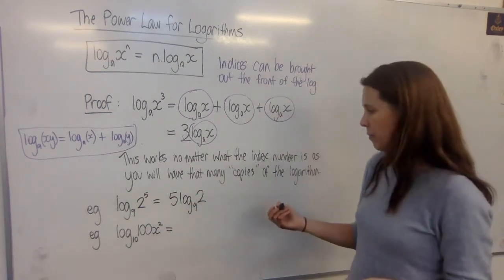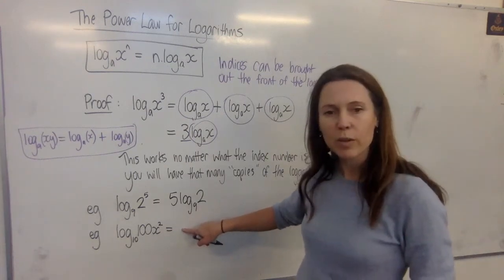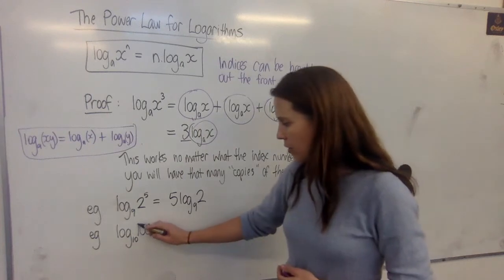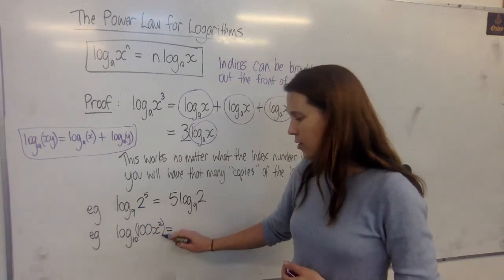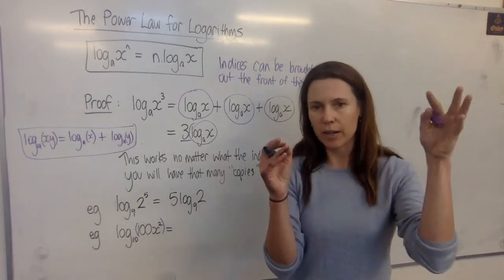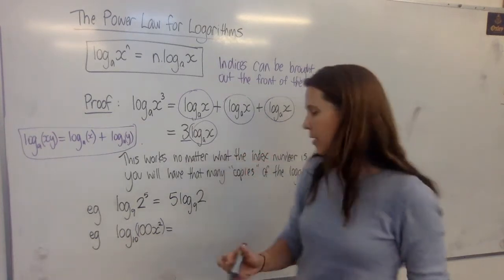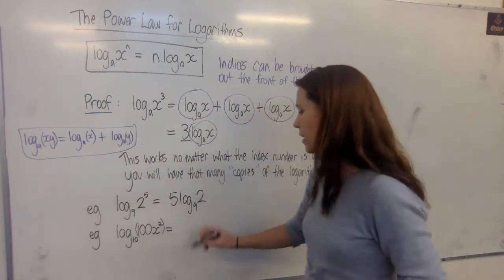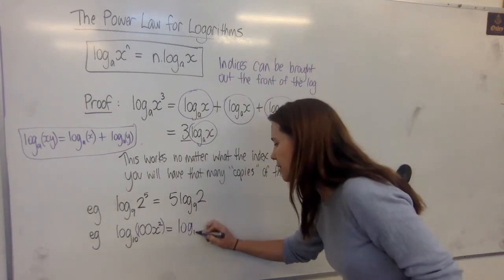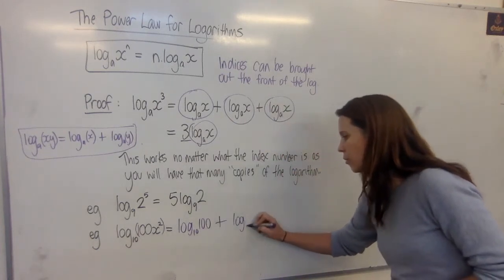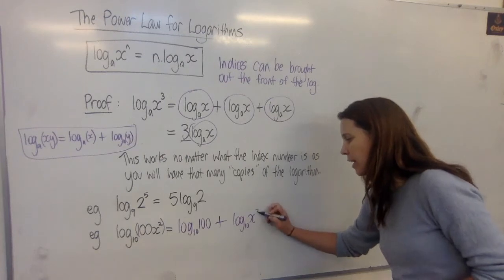I'm finished. This one has a little bit of a trick to it. You need to be careful of what we're taking the log of. We're actually taking the log of this whole 100x squared. It's not (100x) squared, it's 100 times x squared. So you need to be a little bit careful. First, you'd want to use this law to break it up and say that's log base 10 of 100 plus log base 10 of x squared.